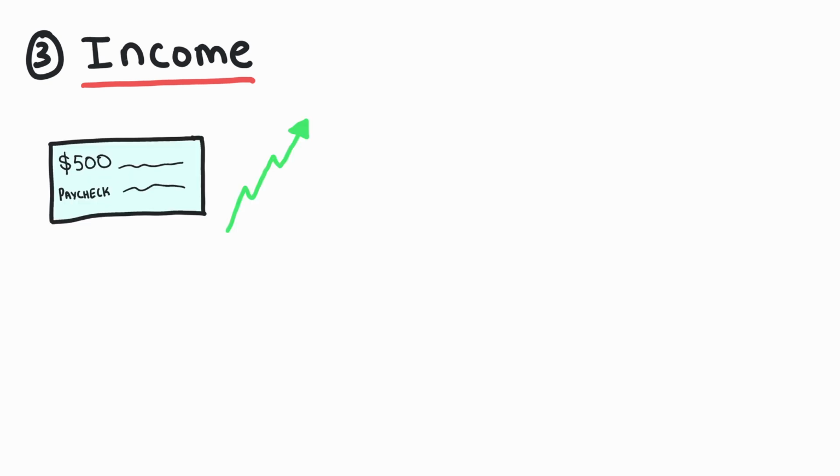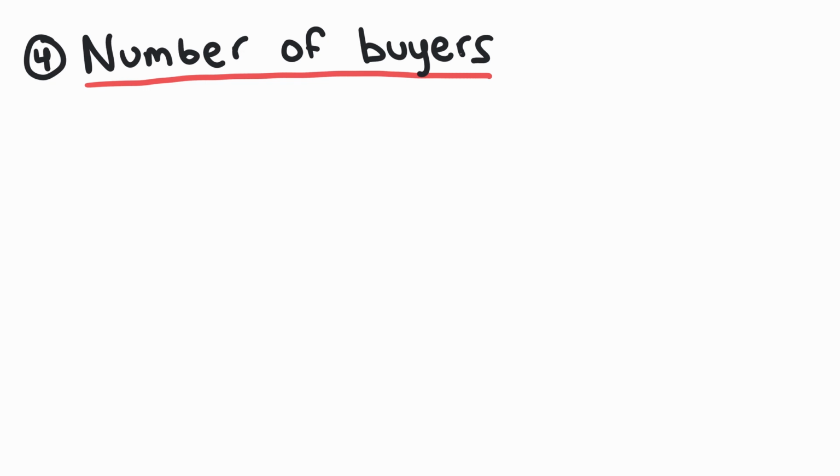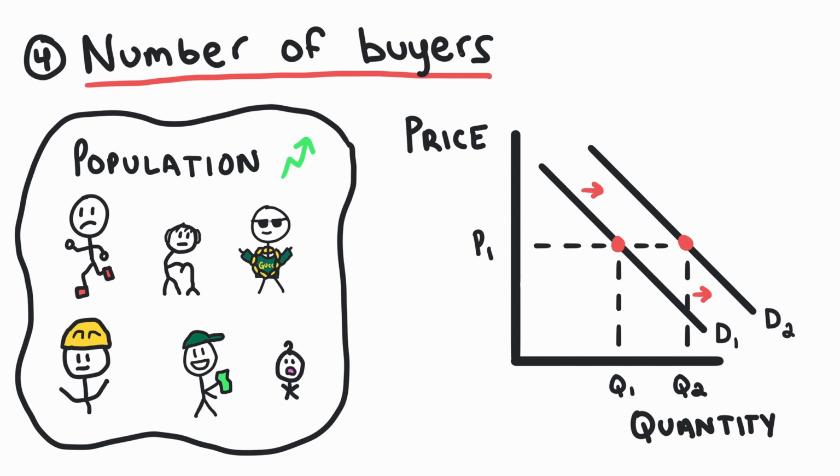If your income goes up, your purchasing habits are likely to change as well. Instead of taking the bus, maybe you buy a car. Or instead of canned sardines, maybe you buy fresh salmon. Shifter number 4 is the number of buyers. If the population of a country grows, the demand for all sorts of goods, from diapers to TVs, will naturally increase, shifting the demand curve to the right.